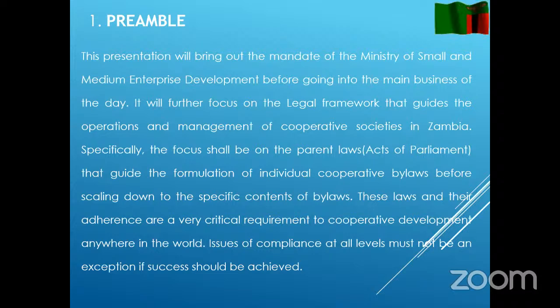So in my preamble, I want to bring out the mandate of the Ministry of Small and Medium Enterprise. And like I've already mentioned, I'll look at the legal framework that guides the operations and management of Zambia, and the Cooperative Act or Acts of Parliament, from which the formulation of individual bylaws are derived. I would also want to bring out why it is very important that we adhere to the requirements of the law for cooperative development. Anywhere in the world where cooperatives exist, there are issues of compliance. We need to have law-abiding institutions.